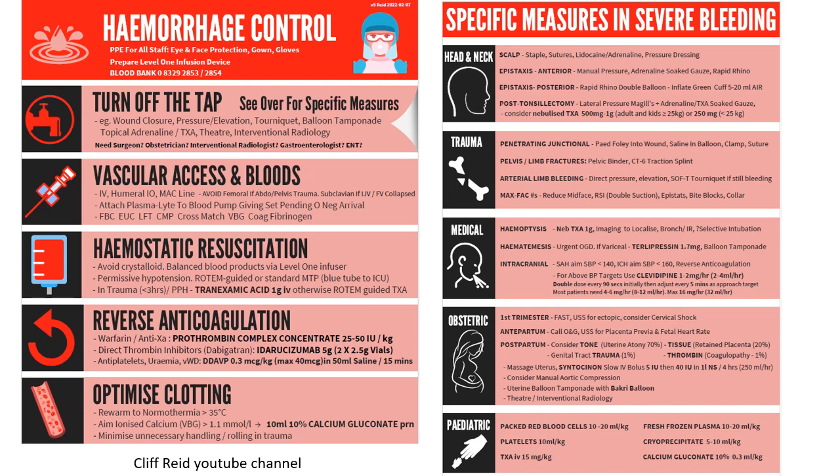Okay, so this is a great card to check out. What you do in bleeding, you turn off the tap. So you press on wherever it is, if you can press on it. You may use something topical, whatever you need to do. You have to get vascular access. If you cannot get an IV within 5 minutes or 2 tries in pediatrics, then you do an IO.